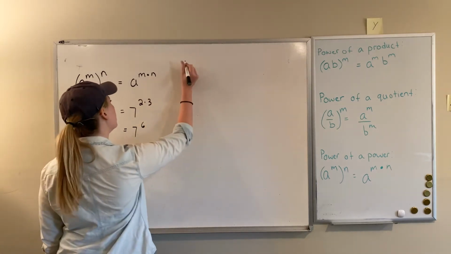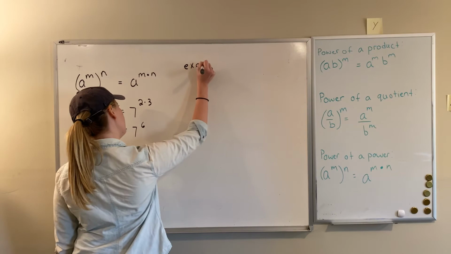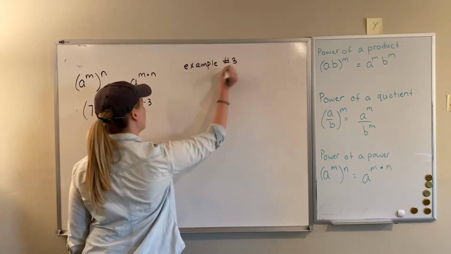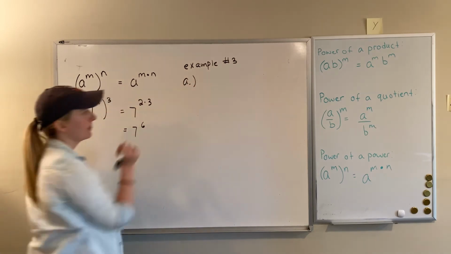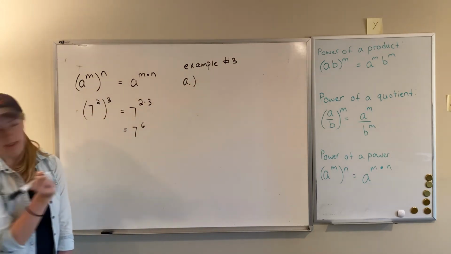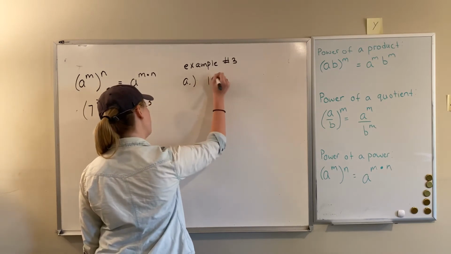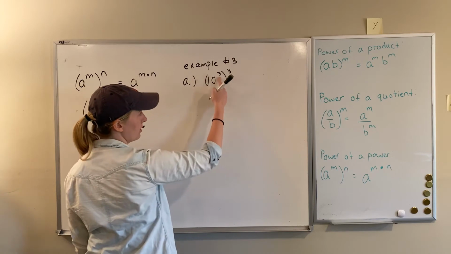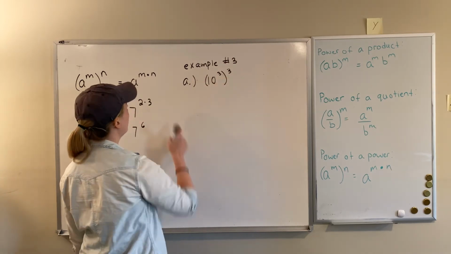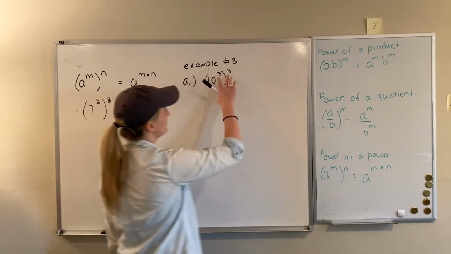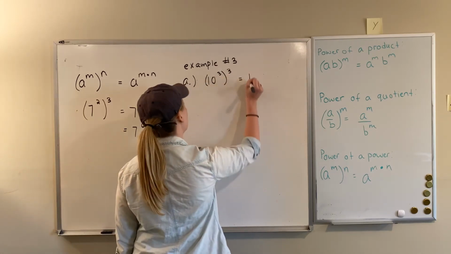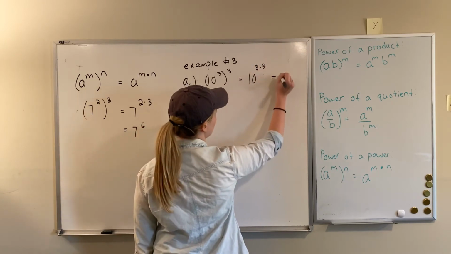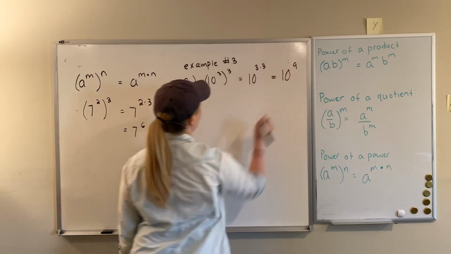We'll leave this on the board. A, we have 10 to the 3rd raised to the 3rd. So 10 to the 3rd, a power being raised to a higher power. We're told to use our power rule. That just means we multiply these two exponents together. 10 raised to 3 times 3. 3 times 3 is 9. 10 to the 9th.